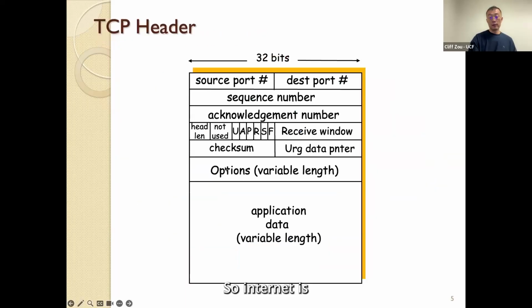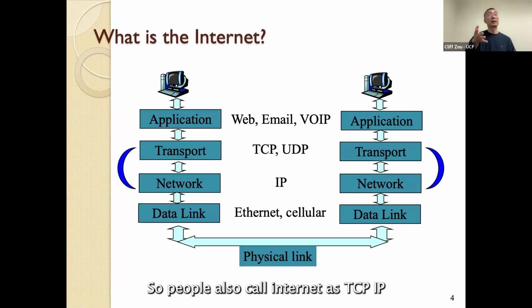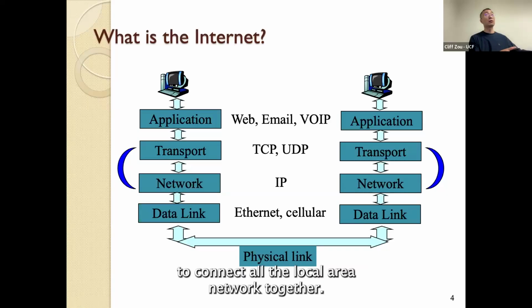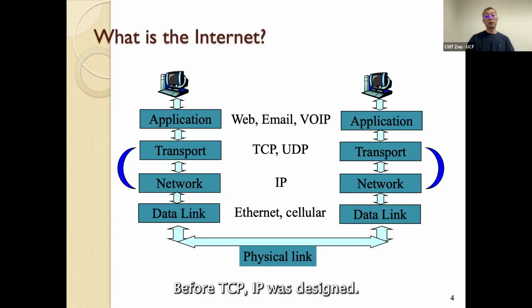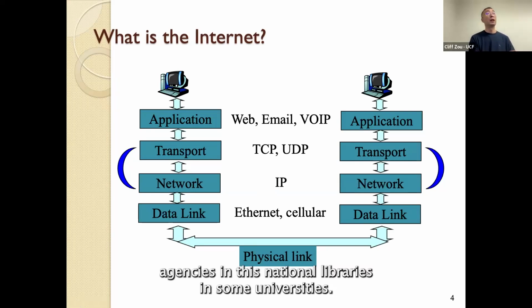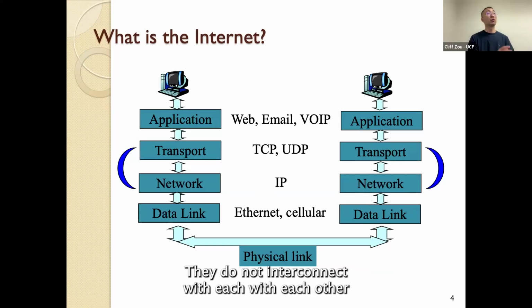So the internet is basically about TCP and IP. People also call the internet TCP/IP because the internet was designed to connect all the local area networks together. Before TCP/IP was designed, there were many local area networks in government agencies, in some national libraries, in some universities, but they were running their own specific software and hardware. They did not interconnect with each other.